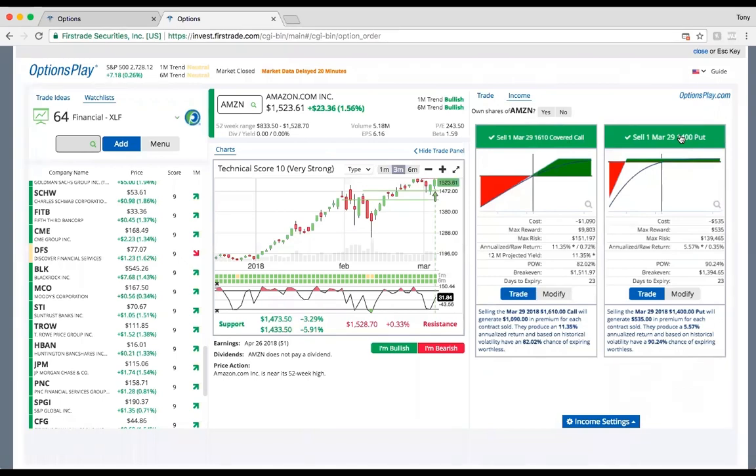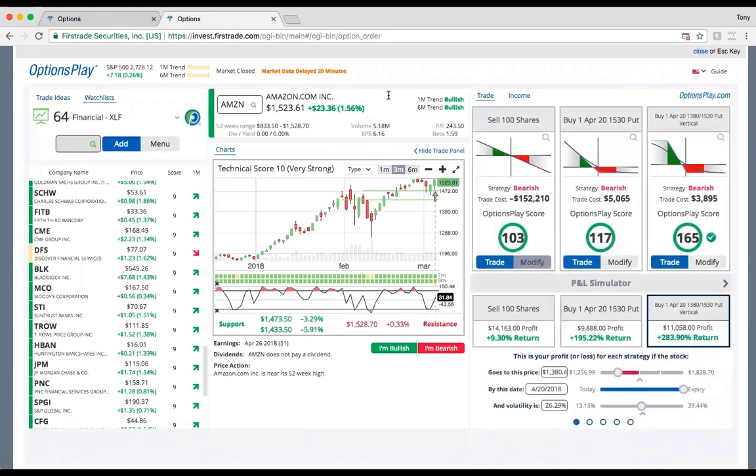I want to spend a little bit of time showing you how this tool provides you with a directional view very quickly. So here on Amazon, you got a technical score of 10, which is telling me this has a strong relative strength. So it's on a score of 1 to 10. 10 are the strongest stocks in the market, 1 are the weakest stocks in the market. So generally speaking, if you're looking for bullish candidates, you want to look for bullish stocks in bullish sectors that are strong. So how do we define that?